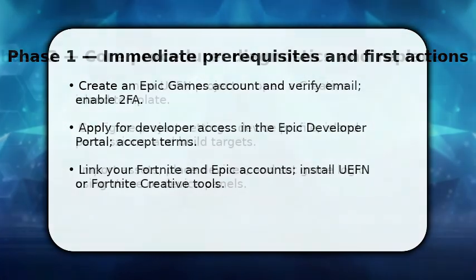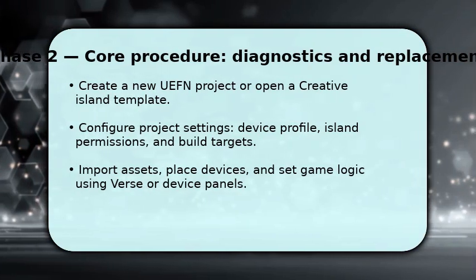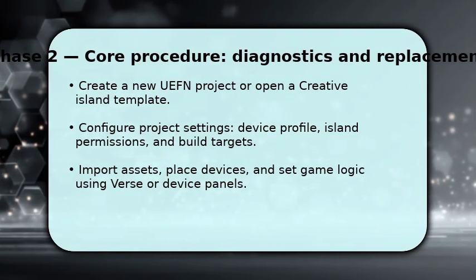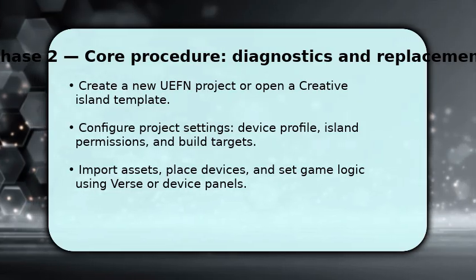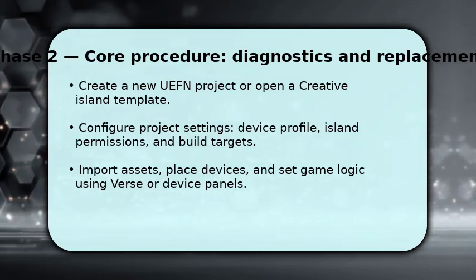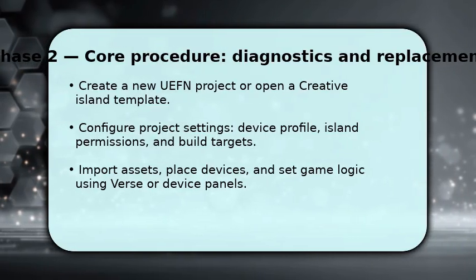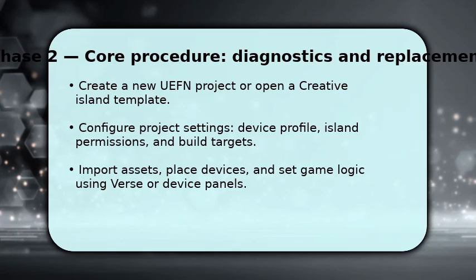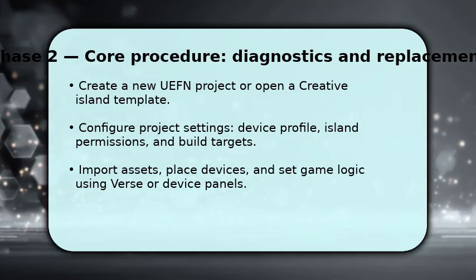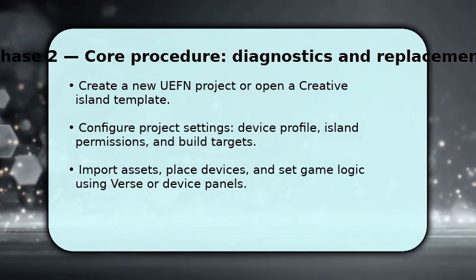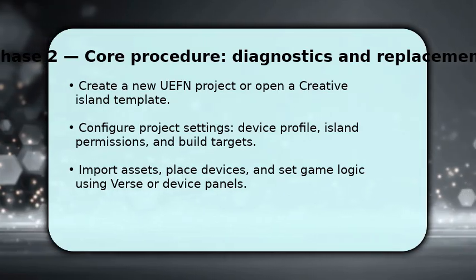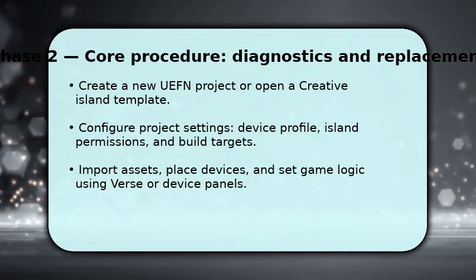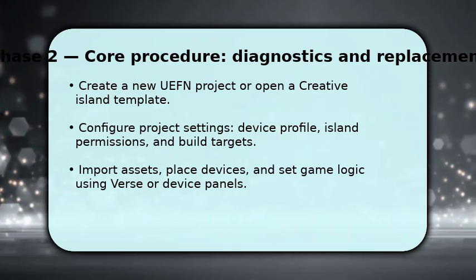You now open UEFN or a Creative Island template and create a new project tailored to Fortnite. Make sure to configure project settings such as device profile, island permissions, and build targets so the game runs correctly on consoles and PC. Then import assets, place devices, and wire game logic using Verse scripting or device panels. This is where you design gameplay loops, spawn points, and win conditions.